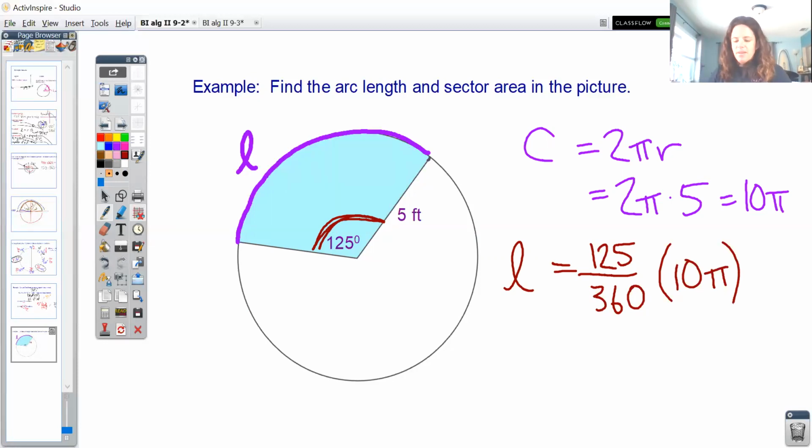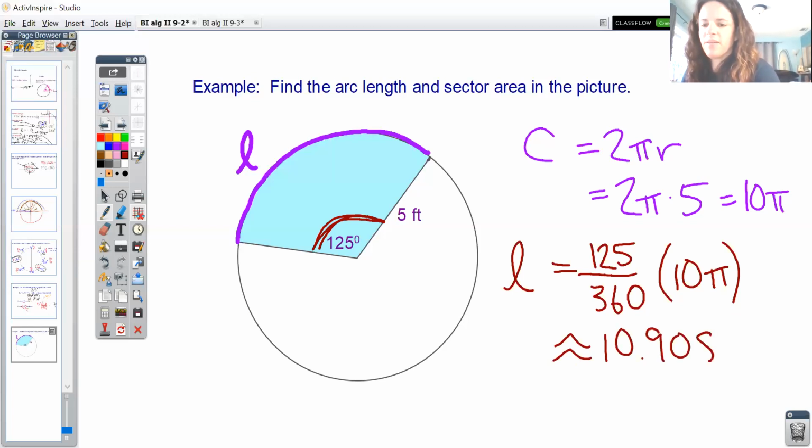And then let's go ahead and put that in our calculator to get a decimal approximation for that. So 125/360 times 10 pi. And I get 10.908 approximately. And because I gave you the units of feet on the radius, we would also want to mark that that arc length is also in feet.